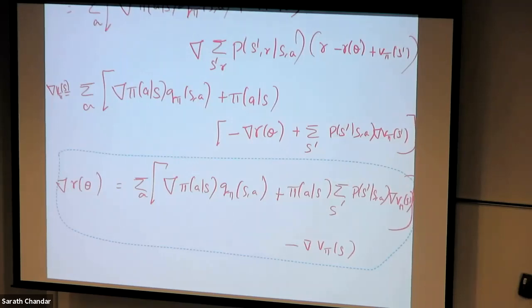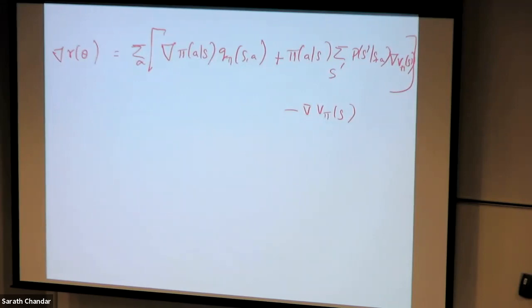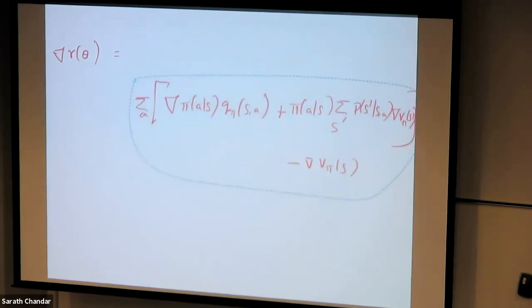So I will take this equation, copy it, and just add, I know this is getting ugly, summation over s mu of s. Now this is okay because this summation is actually 1. However, the advantage is that now we have the policy gradient formation.